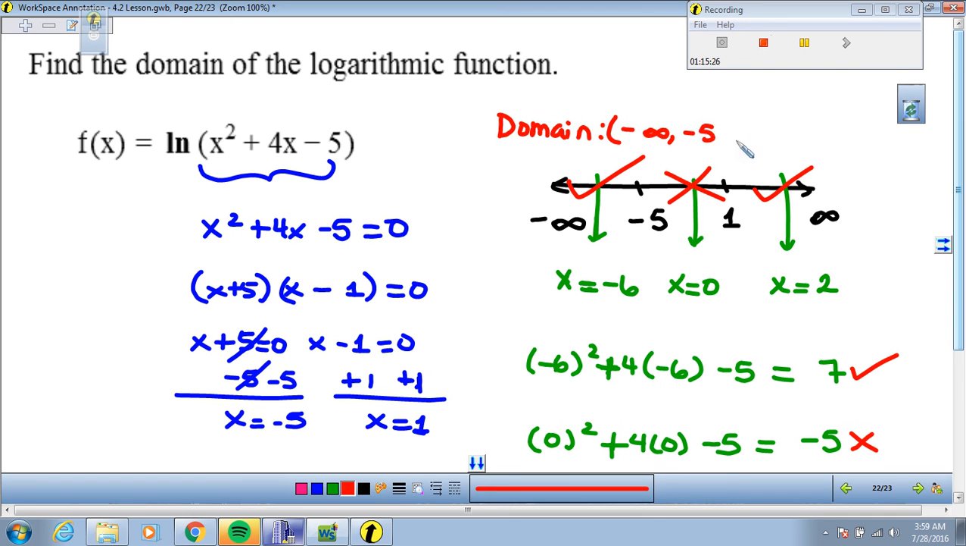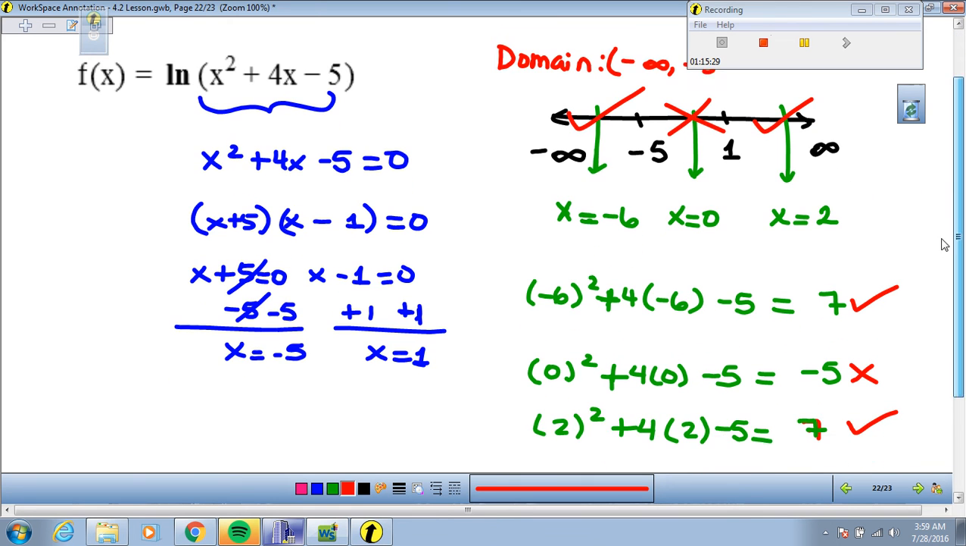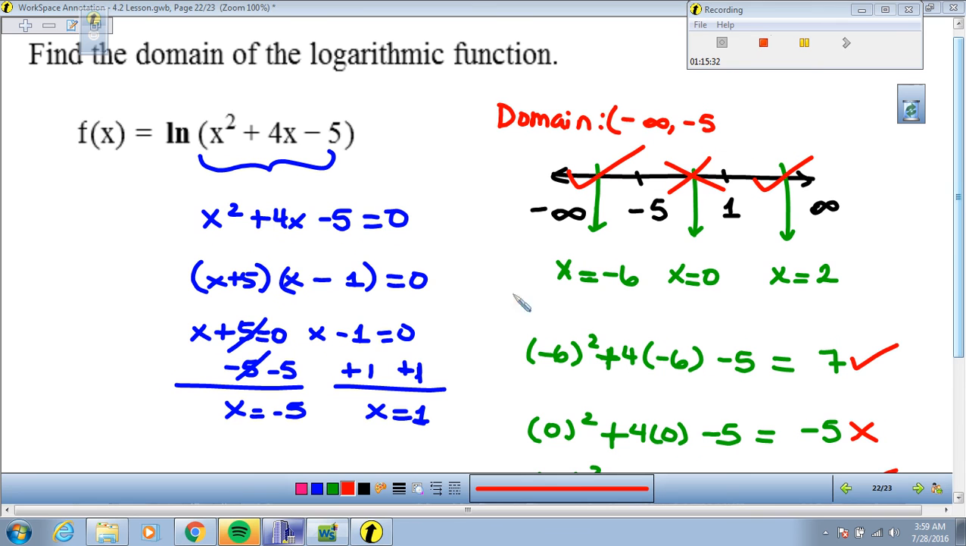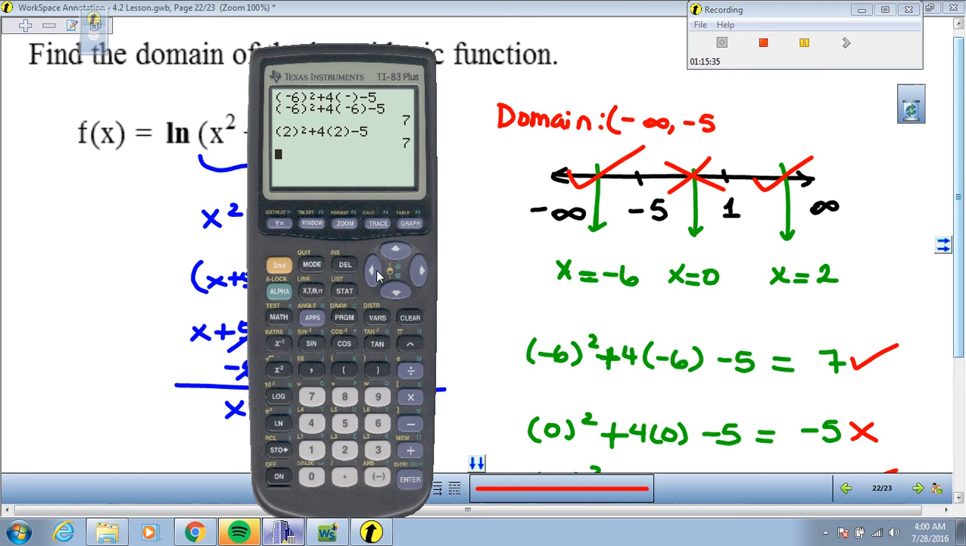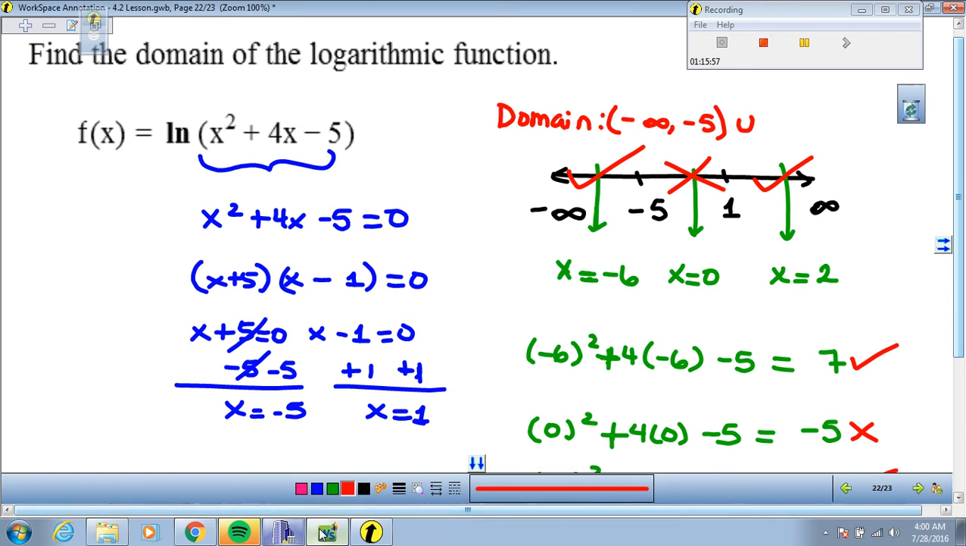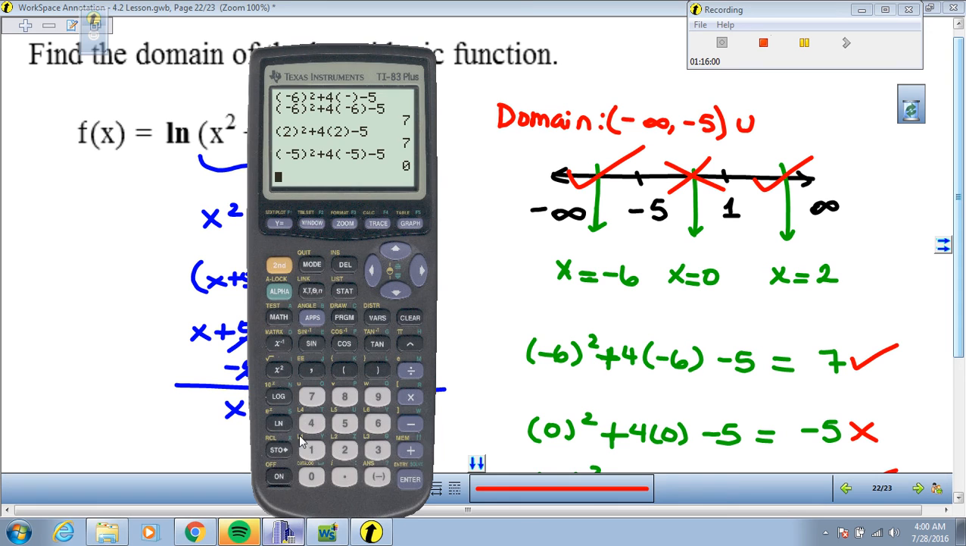Now my question is, are we going to include the negative 5 and the 1? Are we going to use square brackets or regular parentheses? Forgot to check for that. So you're also going to have to substitute the negative 5. So here, negative 5. Zero. I cannot include it. What about the 1? I'm pretty sure it's not going to be included.